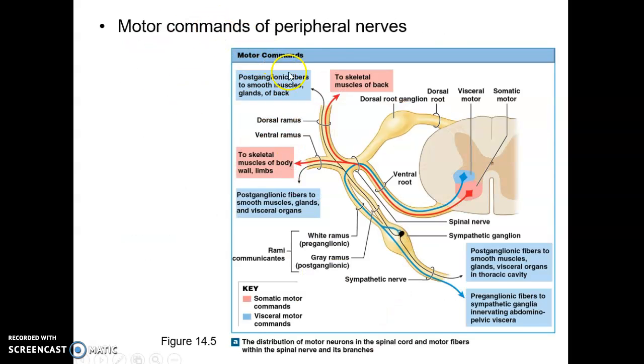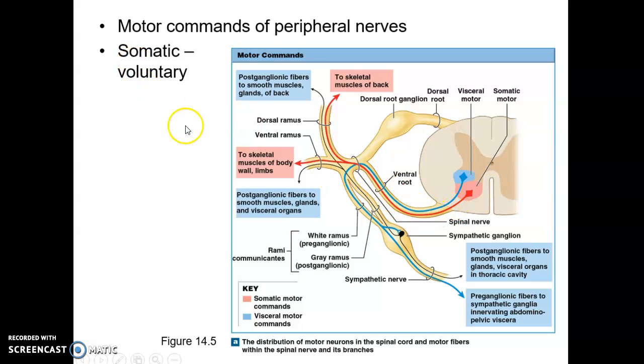Okay, let's look at motor commands of the peripheral nerves. So motor commands, okay? There's somatic voluntary. So again, this is such a wonderful landmark. Dorsal root ganglion, dorsal, so that's sensory. That means that's the ventral root, that's motor. So these are the motor neuron cell bodies, so those are motor commands coming out.